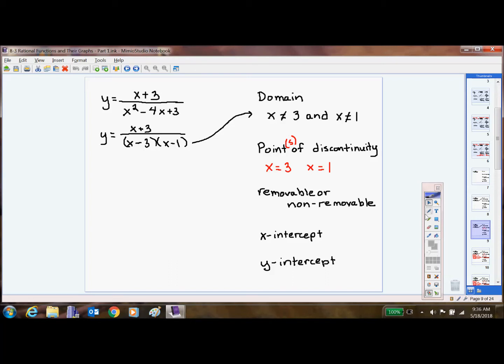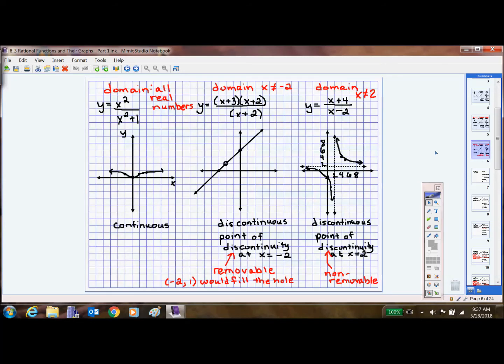Think about the graphs that we looked at a minute ago. You had graphs where one came out and one didn't. I'm just going to jump right back up to those. Notice our removable one was when you could cancel out, and our non-removable one was when it didn't cancel out. So back to where we were.